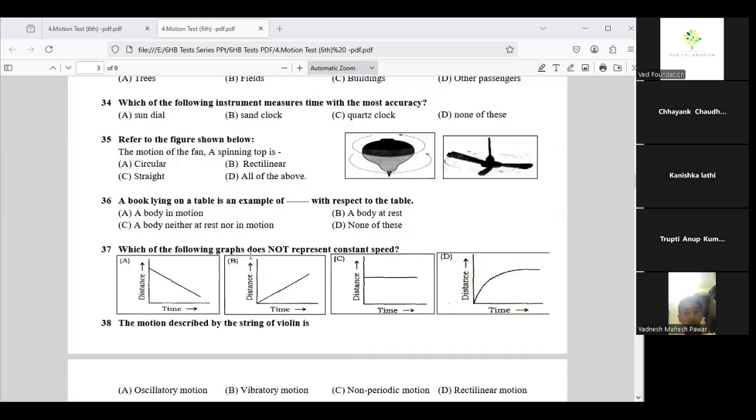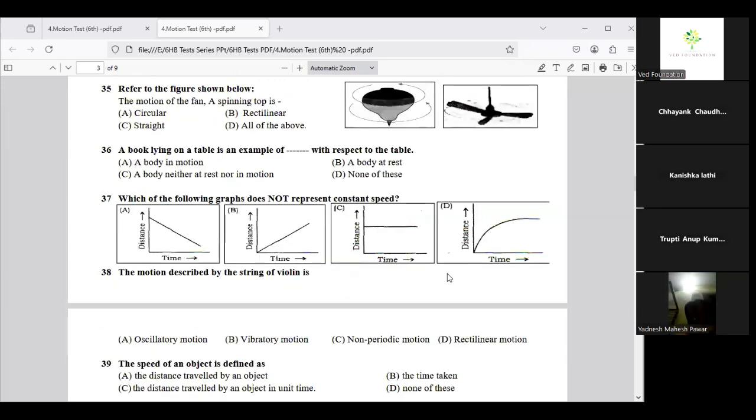37. Observe the given graphs. Which of the following graphs does not represent constant speed? So if the speed is constant, the graph is always a straight line. See, in the first picture, the speed is decreasing. Here speed is increasing. Here speed is constant, and here speed is not constant. So correct answer is option D. In option D, the graph does not represent constant speed.